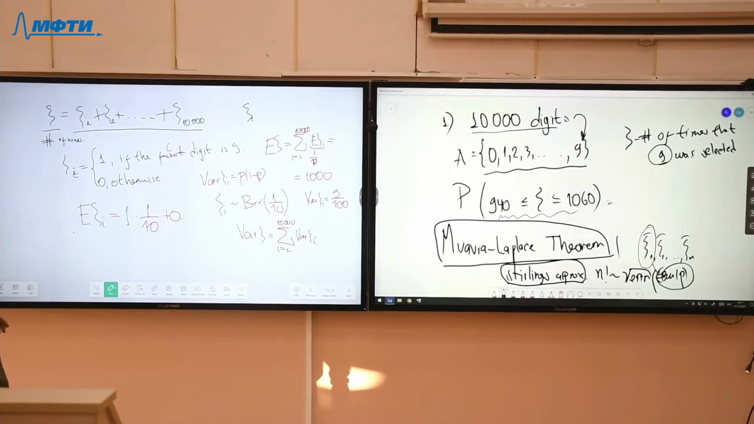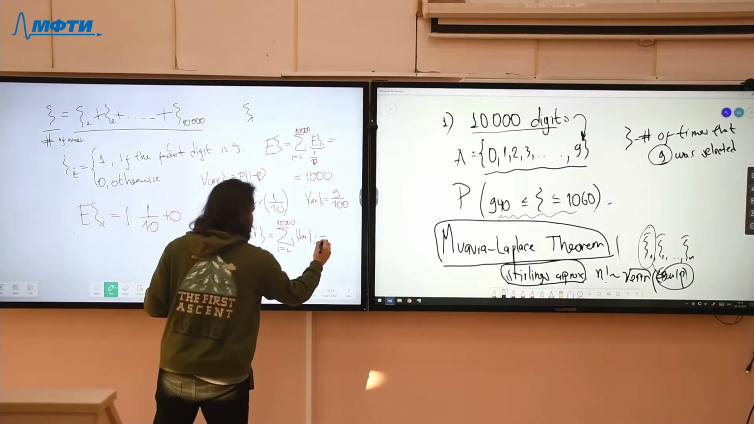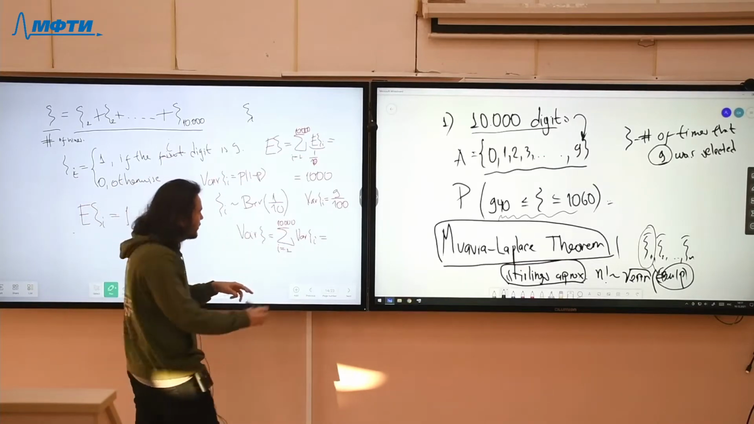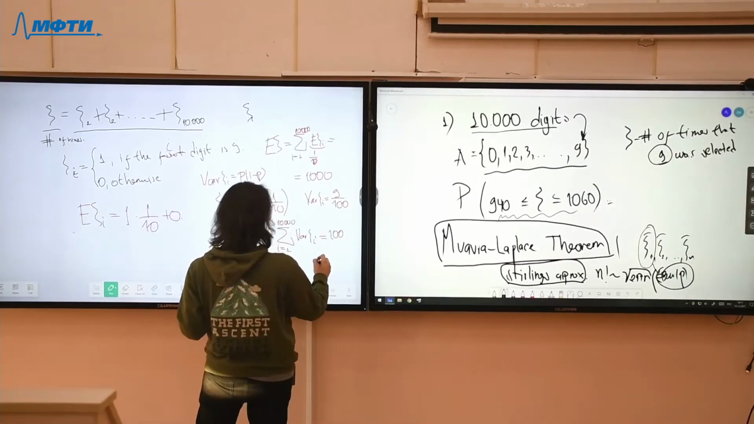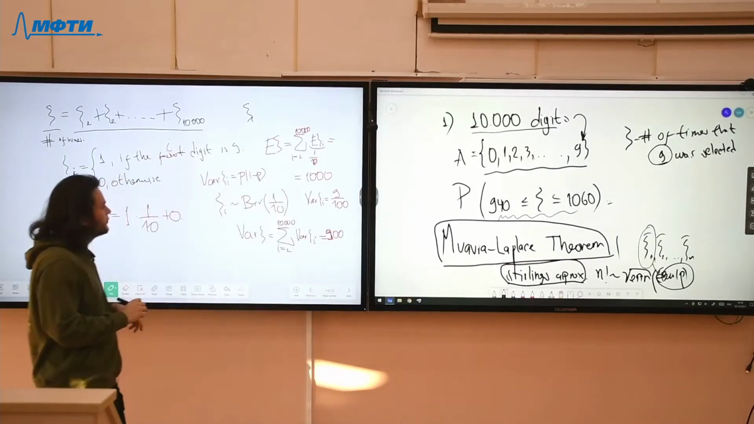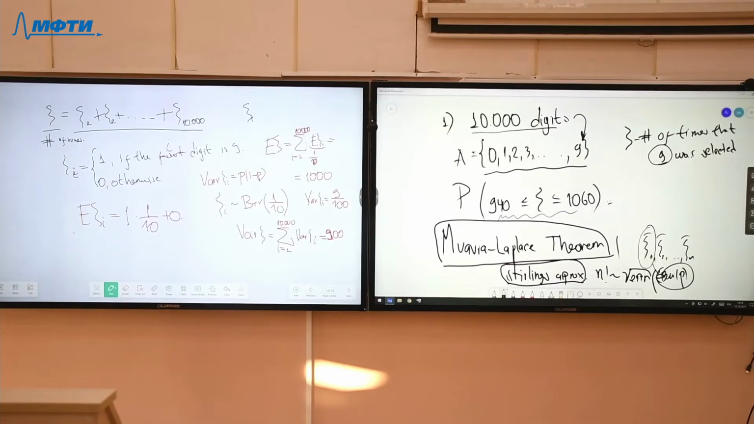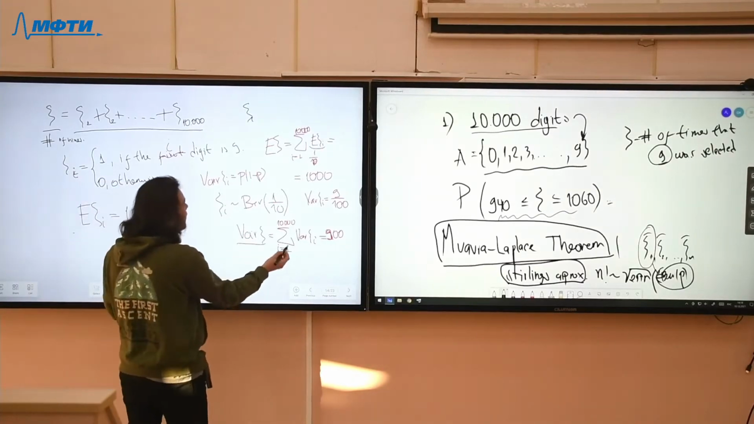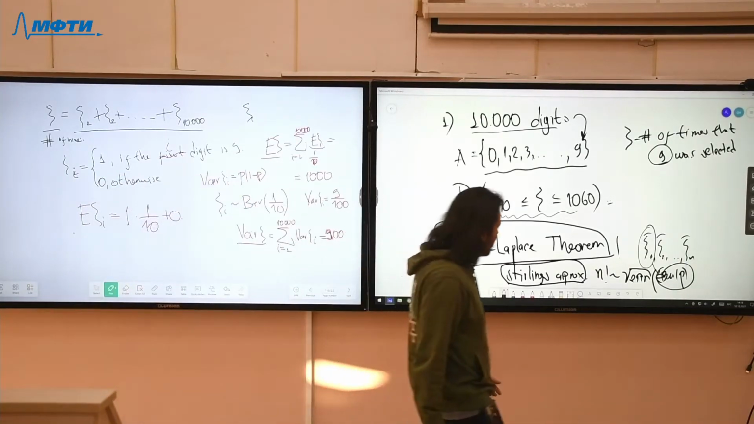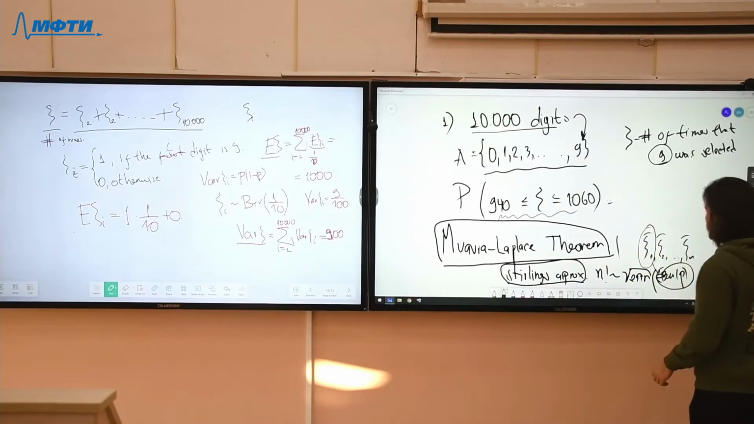So this is going to be how much? 10,000 over 100, which is 100, times 9, so this is 900. Okay, so we found the variance of Xi, and we found the expected value of Xi. Why do we need this? Because now we need to apply the central limit theorem. How are we going to do that?